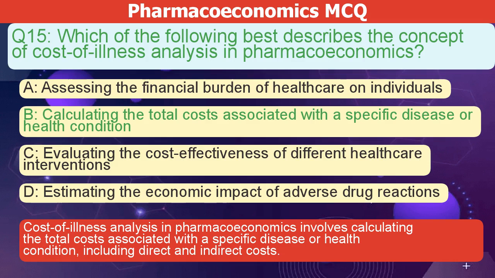The correct answer is B. Cost of illness analysis in pharmacoeconomics involves calculating the total costs associated with a specific disease or health condition, including direct and indirect costs.